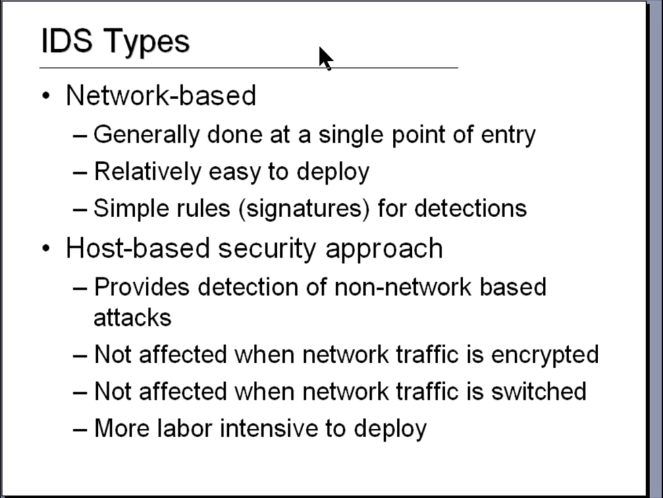Let's revisit the different types of intrusion detection systems that are available. Thus far, some of you have worked with Snort, and we know that Snort is placed on a network, and so it's listening to the traffic coming across the network, and therefore it's considered a network-based intrusion detection system. And generally, a network-based intrusion detection system is done at a single point of entry into a network. They're easy to employ, and they use simple rules, that is signatures for detection, and we've actually looked at some of those rules.